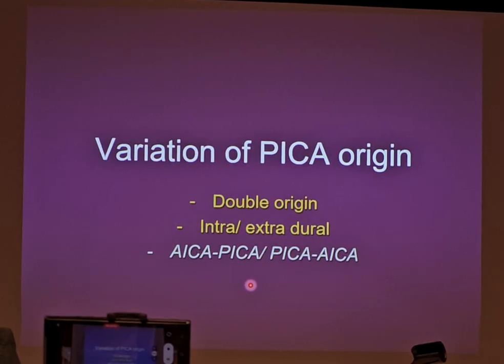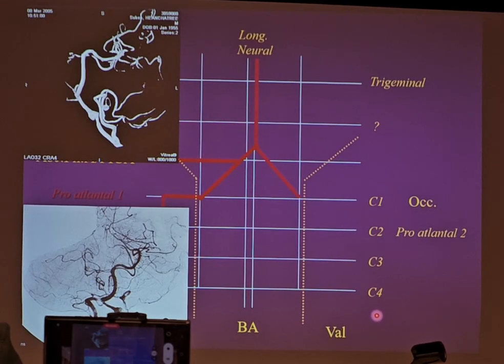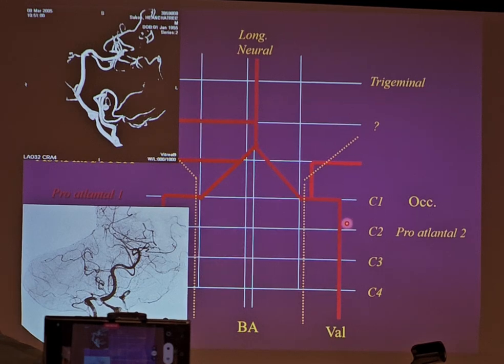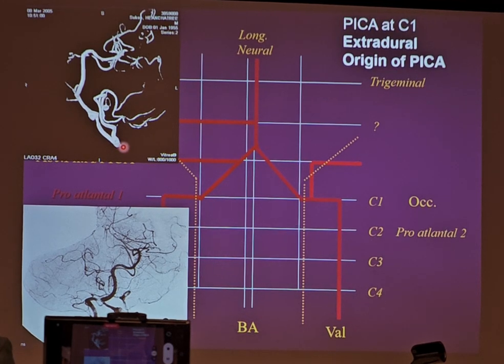Now we move a little bit to one of the most important arteries of the region. It is PICA. There are a lot of variations of PICA that you can see. For example, this variation: there is the PICA coming off very proximal, an extradural origin of the big PICA over there.